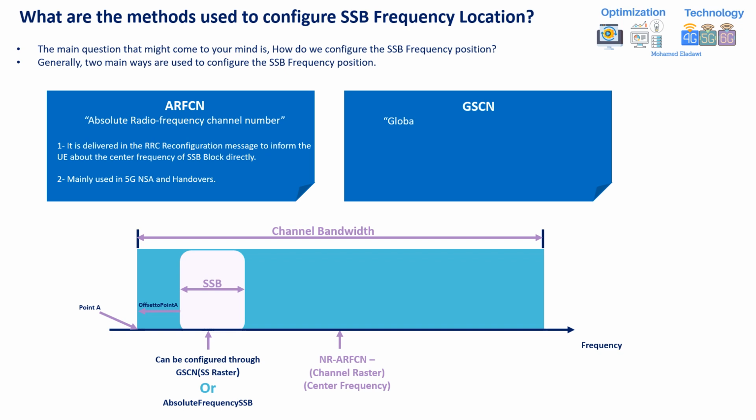2. GSCN, which stands for Global Synchronization Channel Number. It is used to define a set of allowed center frequencies for the SSB block. It can be used in 5G non-standalone and standalone. The following sections will cover the calculation details and the main differences between both methods. We have added an Excel file and related links in the video description, which can be used to calculate related SSB frequency methods in your network.